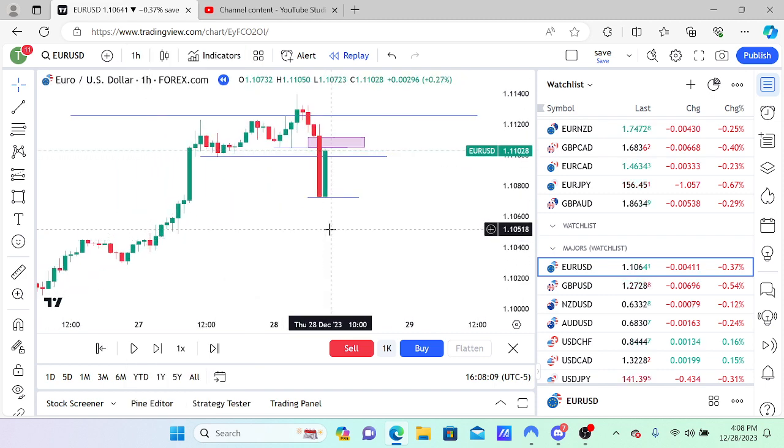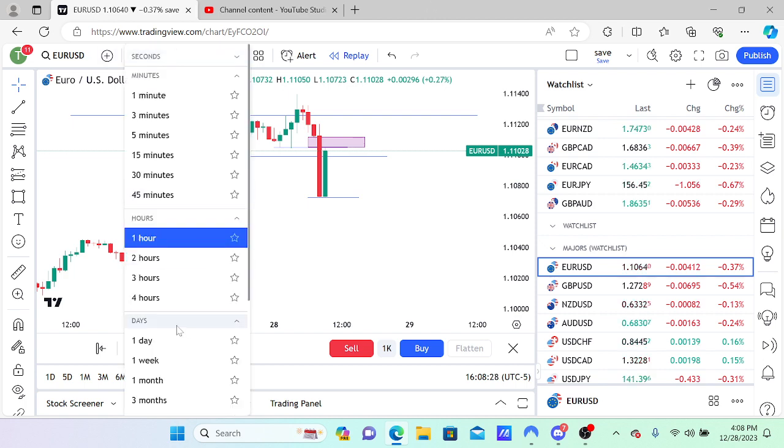What is the storyline here on this 1 hour chart? Is this a stop run? What you see right here on the 1 hour chart that I have posted right here, or what you have in front of you, is that a stop run or is that a market structure shift? That's a market structure shift. Why? Because we have the signature for a market structure shift.